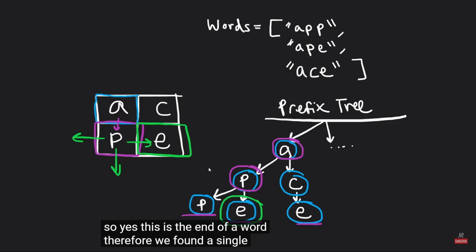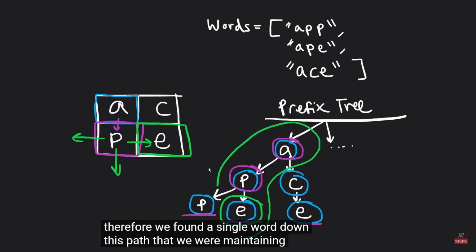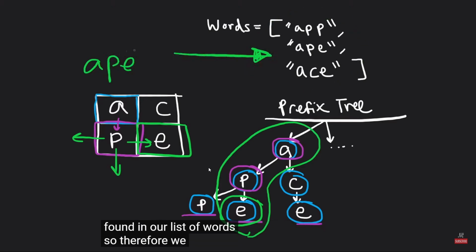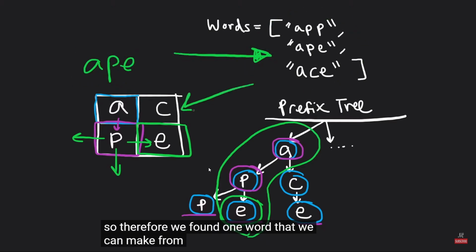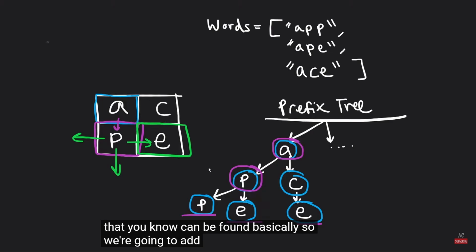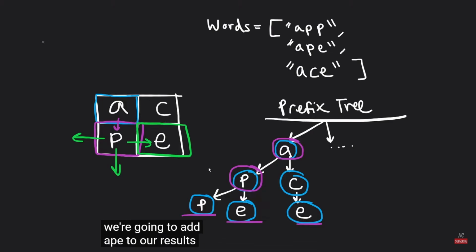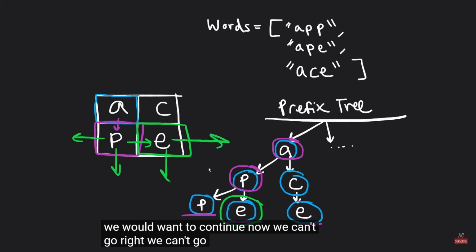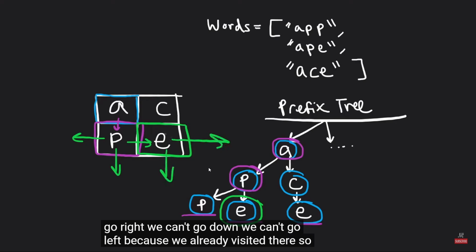Therefore, we found a single word down this path that we were maintaining called A, P, E, that yes, you can see it's found in our list of words. So we found one word that we can make from this grid. So we're going to add ape to our results. Now from here, we would want to continue. We can't go right, we can't go down, we can't go left because we already visited there. So we would go up.